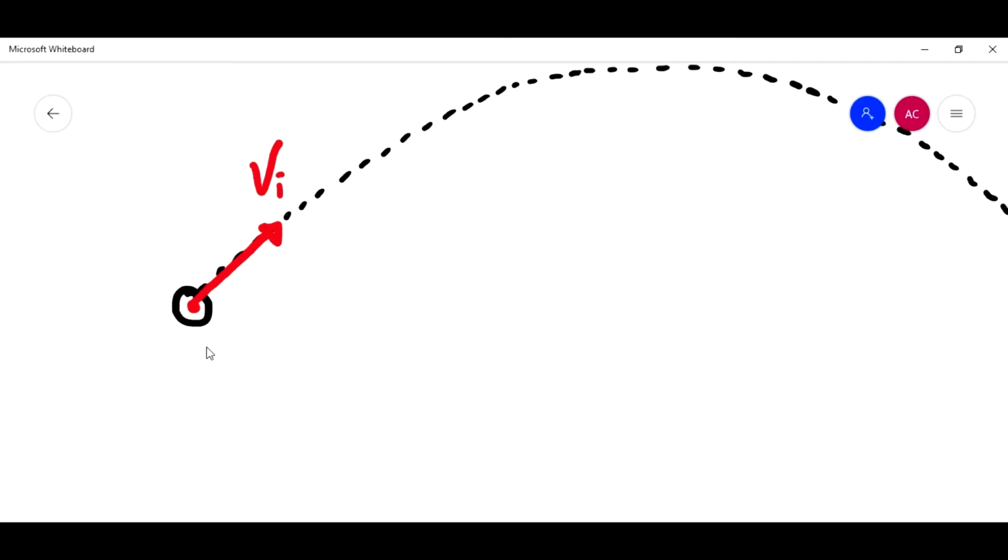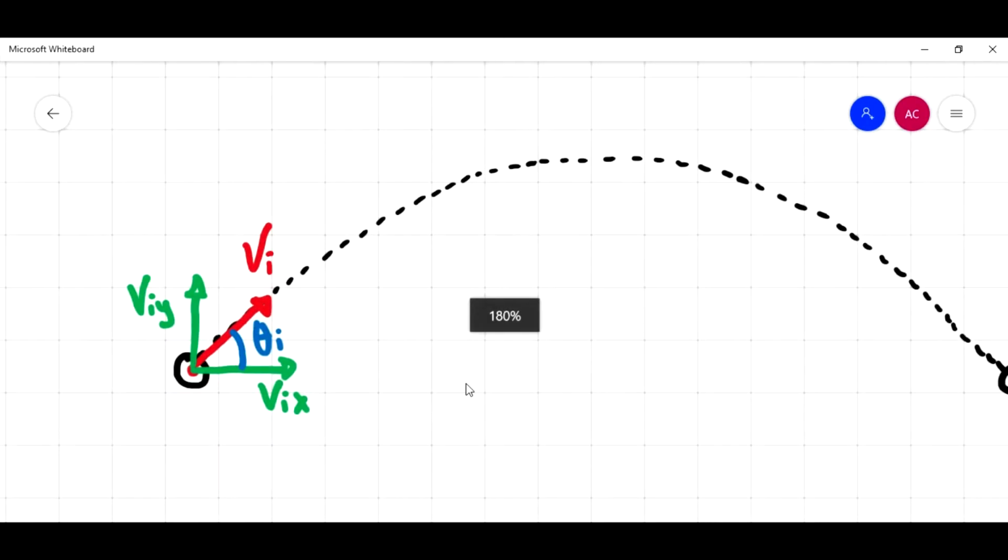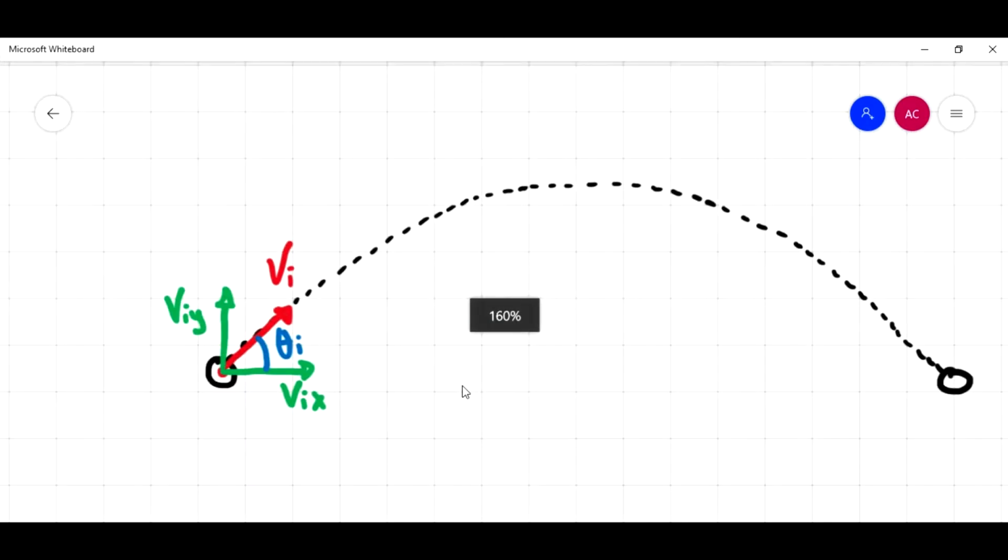And remember that every vector has two rectangular components, vx and vy. So this is the initial velocity in x, and this is the initial velocity in y. Also we got an angle, and remember the angle is measured from 0 degrees, and this is the initial angle.